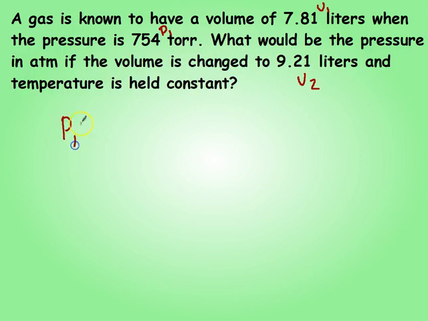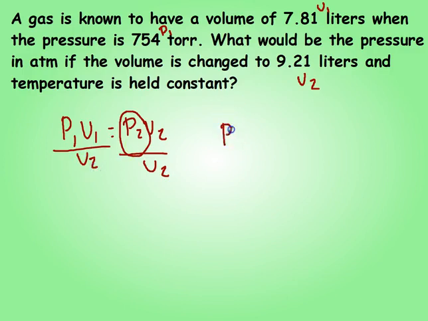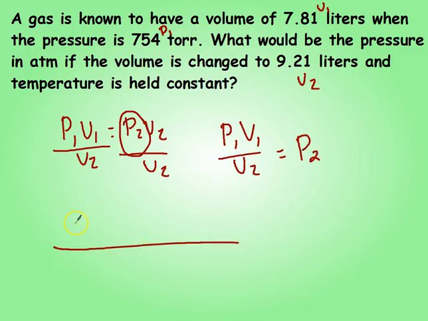So let me write my formula. I am missing pressure 2 this time, so I'm going to divide both sides by volume 2 so I can get pressure 2 by itself. So P1V1 divided by V2 is equal to pressure 2. Plugging it in, starting with pressure 1, it is 754 torr. Volume 1 is 7.81 liters. Volume 2 is 9.21 liters.